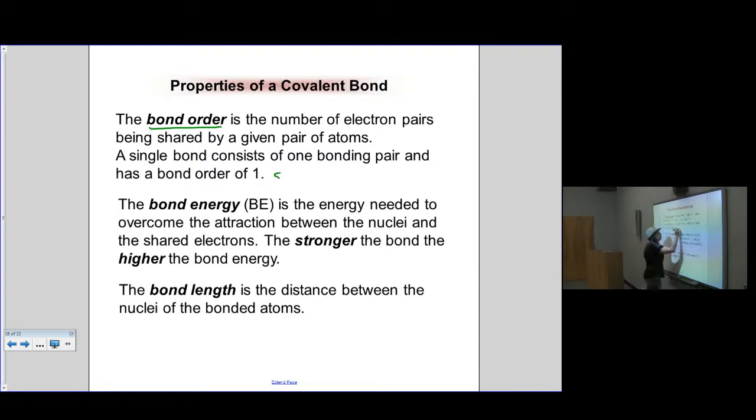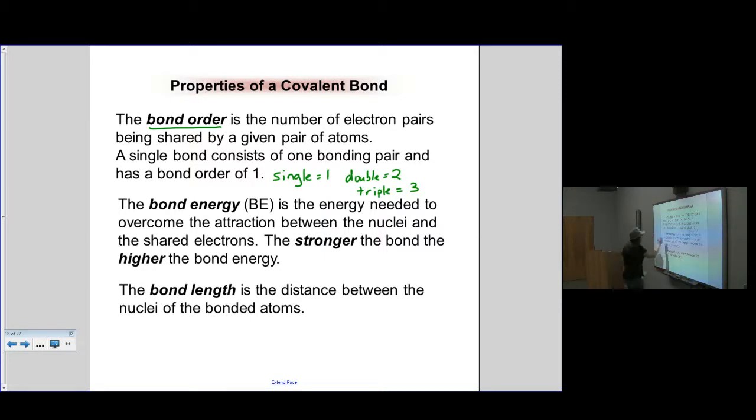When it's a single bond, the bond order is 1. When it's a double bond, shockingly enough, the bond order is 2. And I bet you wouldn't be surprised to find out if it's a triple bond, the bond order is 3. So you're not really going to see anything outside of single, double, and triple bonds for the most part.